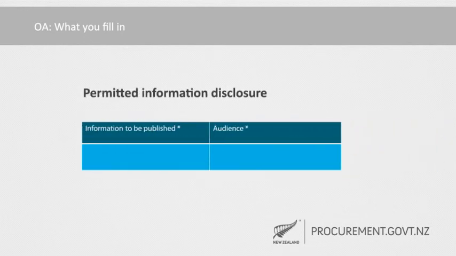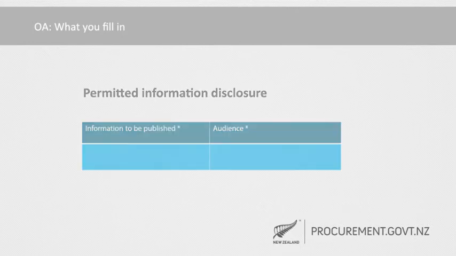This table is used if you want to agree other circumstances beyond those in the FTC when disclosing confidential information is okay. It's important to note that this can never be someone's personal information.